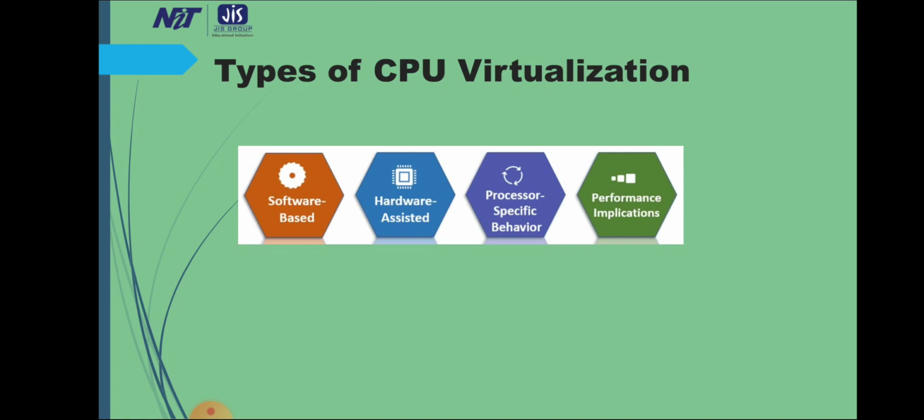Third one is processor specific behavior. Virtual memory utilization is similar to virtual memory support provided by modern operating systems. In a traditional execution environment, the operating system maintains mapping of virtual memory to machine memory using page tables. That means a two-stage mapping process should be maintained by the guest OS and the virtual machine monitor.